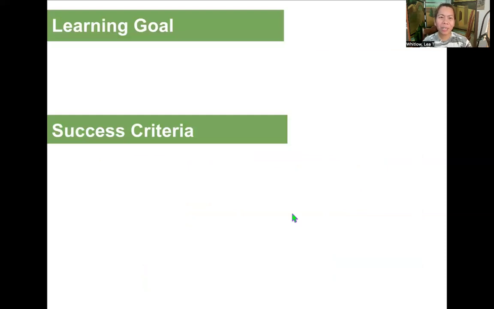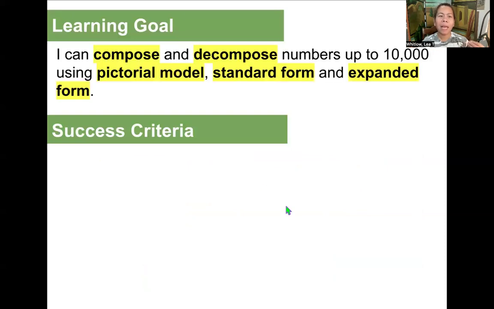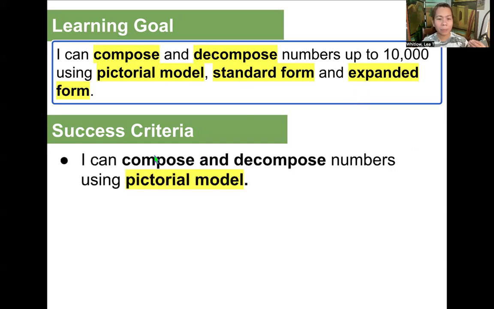Now let's go visit our learning goal again, and let's go see if we check off all the success criteria. I can compose and decompose numbers up to 10,000 using pictorial model, standard form, and expanded form. We compose a number, we decompose a number, we use pictorial model, we use standard form, and we use the expanded form. Let's go see. I can compose and decompose numbers using pictorial model. That is correct, because we did that all throughout the lesson.